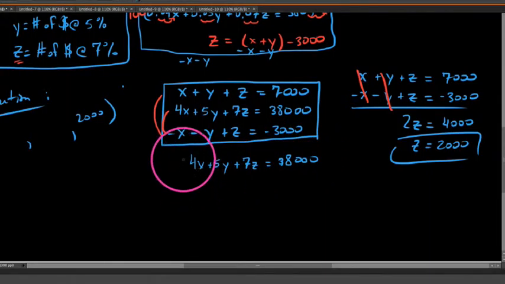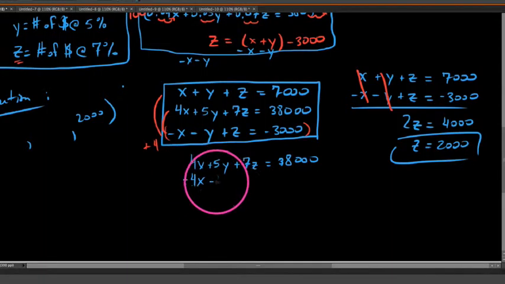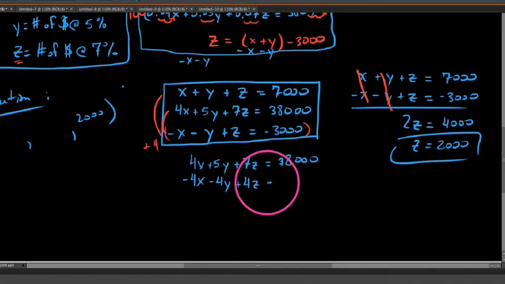And then this last equation here, let's say we were to take this entire last equation times a negative 4. What we'd end up with here, or not a negative 4, but a positive 4, we'd end up with a negative 4x, a negative 4y. When we distribute 4 times a z here, we get a positive 4z. And I suppose 4 times a negative 3 would be negative 12, so we'll just say this is negative 12,000.